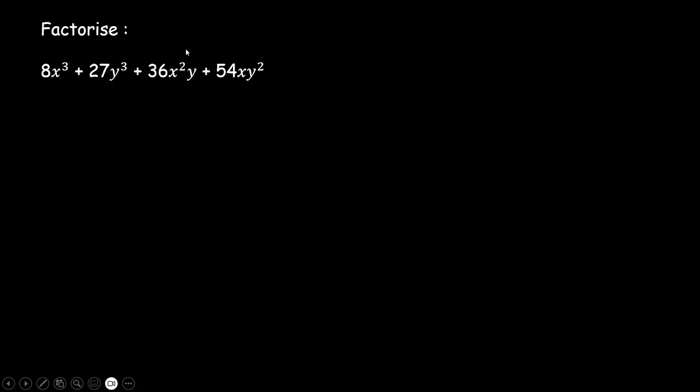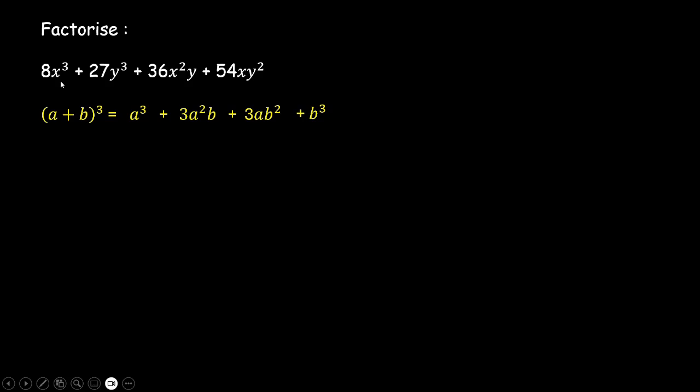Let us look at another factorize question. 8x cube plus 27y cube plus 36x square y and 54xy square. So interestingly, we have two cube terms over here, one term of x square y and another term of xy square. We just saw this expansion in the very last question. This looks like the expansion of (a plus b) whole cube: a cube plus b cube plus 3a square b plus 3ab square. But we need to find two cube terms first. So in these kind of questions, we first look at these cube terms. So let us look at two perfect cube terms.